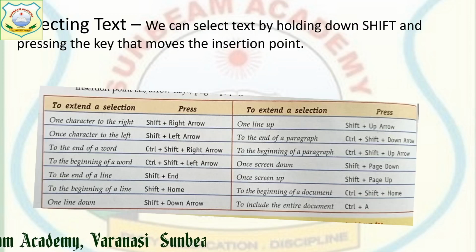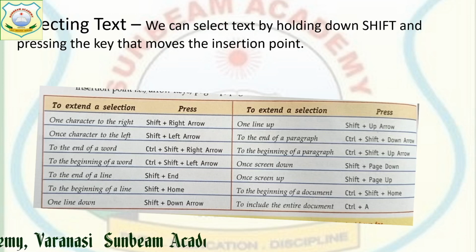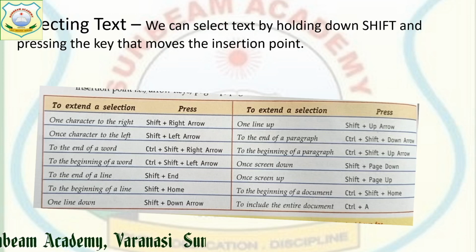Now how are we going to select text? To select text, hold down your Shift key and start selecting text using your arrow keys. If you use Shift and right arrow, it will select one character on the right-hand side from your insertion point, where your cursor is. From that position, one character at a time will be selected. Likewise, if you want to select towards the left side, then Shift and left arrow key.